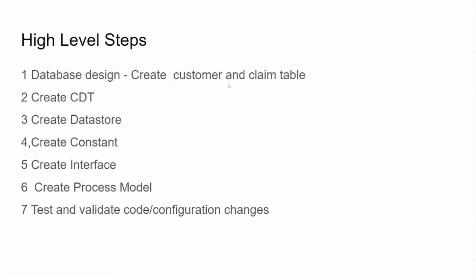I have also noted down a few high-level steps. The first step is going to be database changes. We have to create the customer table and claims table for this project. Then we have to create the CDT, data store, constant, interface. We will use a process model and we will call a smart service to insert the data into the database. And finally, we are going to test and validate our code and configuration changes.